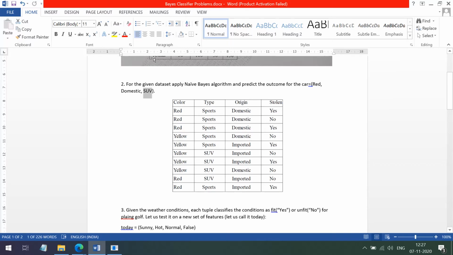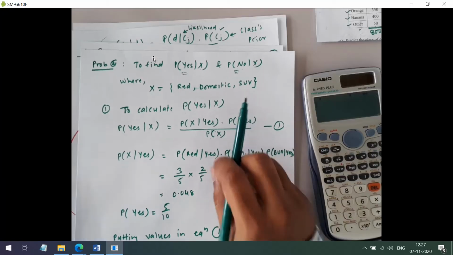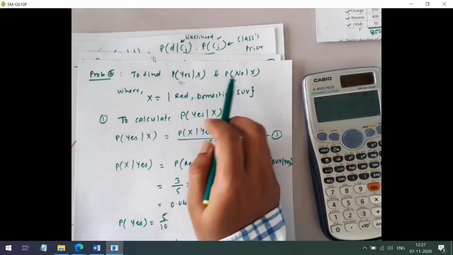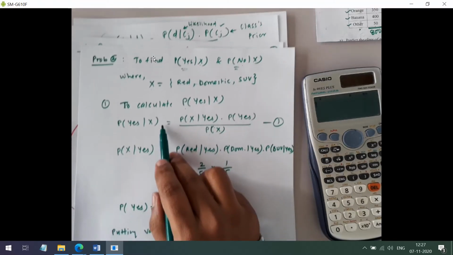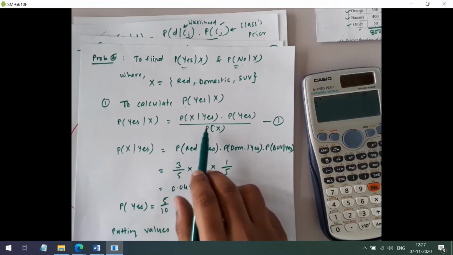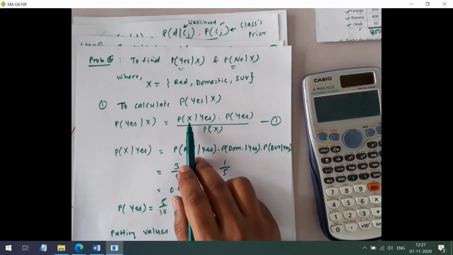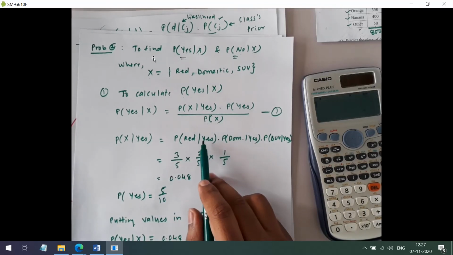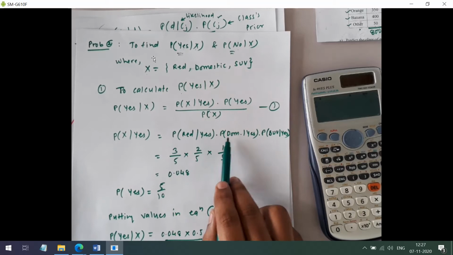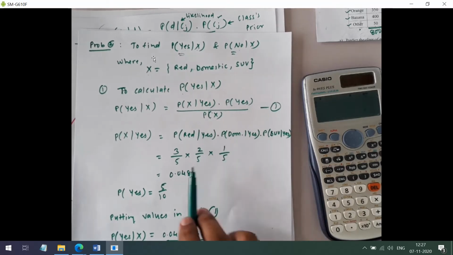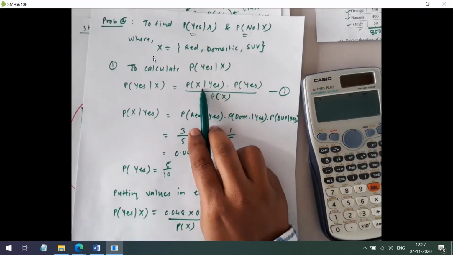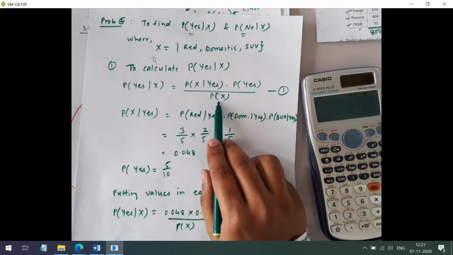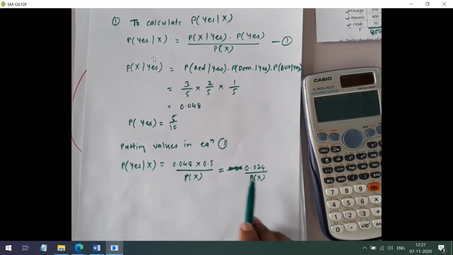So what we have done, we have to find these probabilities. For that we are using the Bayes classifier equation, and for that we are making use of the assumption made by the Bayesian classifier. This X is made up of these three attributes. We are separating it out and finding this probability, then it is easy to find. We are ignoring this probability. So this is the value.